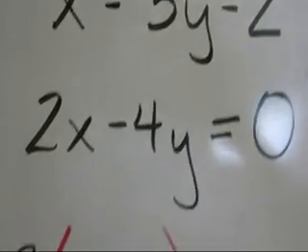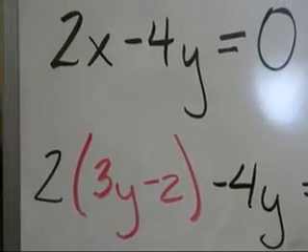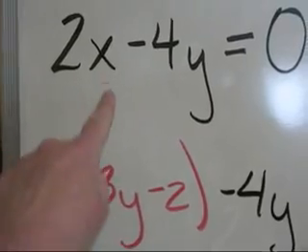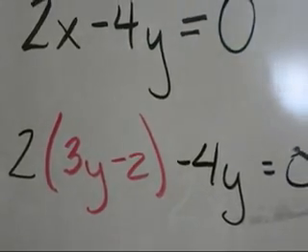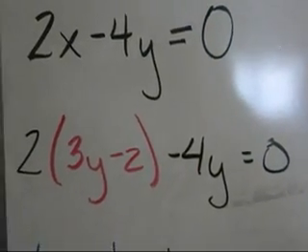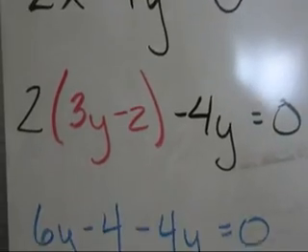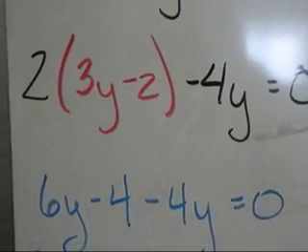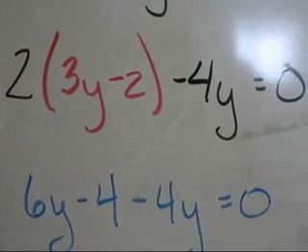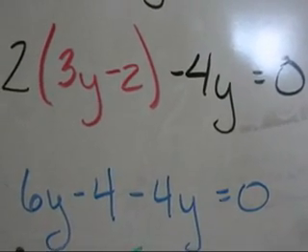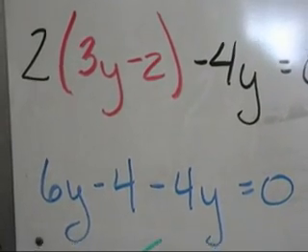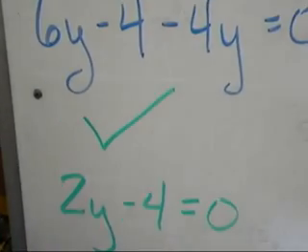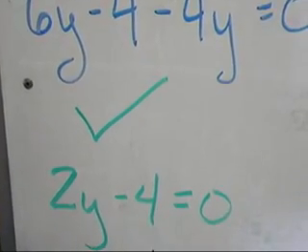I'll show that in red. So I took the 3y minus 2 and filled it in for the x. So it'll be 2 times the quantity 3y minus 2 minus 4y equals 0. Perform the distributive property, and I get 6y minus 4. Bring down the minus 4y equals 0. Collect my like terms. 6y minus 4y leaves 2y, so I have 2y minus 4 equals 0.